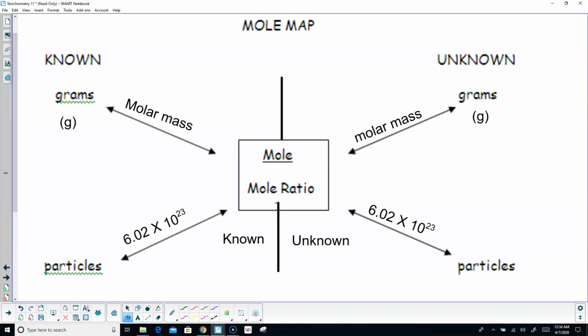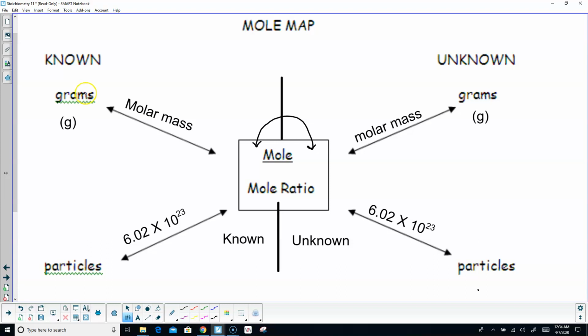Every stoichiometry problem we ever do will contain a mole ratio. You're going to convert from moles of the known to moles of the unknown. Every one of them. There's no stoich problem that does not contain a mole ratio. If you're doing one without the mole ratio, you screwed up somewhere. Okay? And so looking at this, you see very similar things.